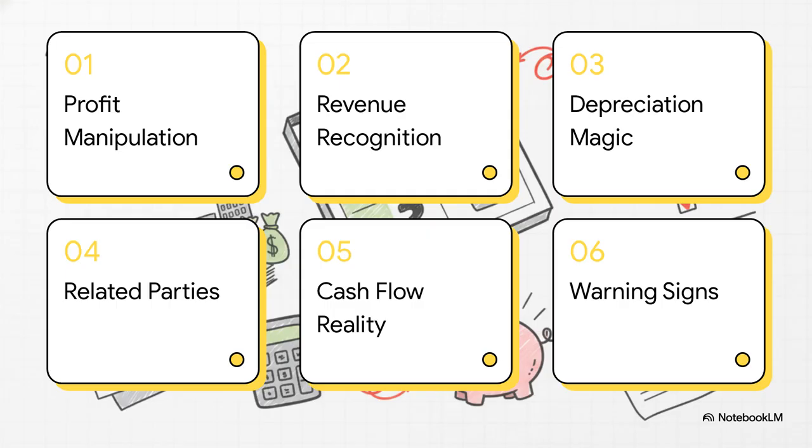Welcome to our explainer toolkit for evaluating financial statements. We're going to decode all that complex accounting jargon straight into plain English. Today's agenda is simple. We'll cover the profit manipulation spectrum, revenue recognition magic, depreciation magic, related parties, the cash flow reality check, and finally, those critical warning signs.